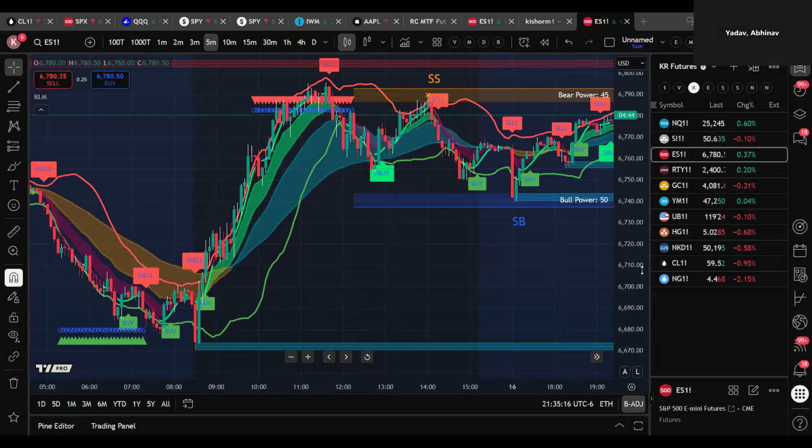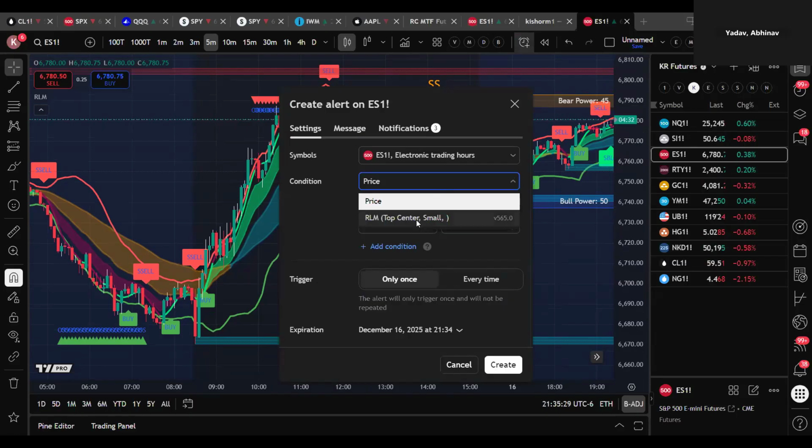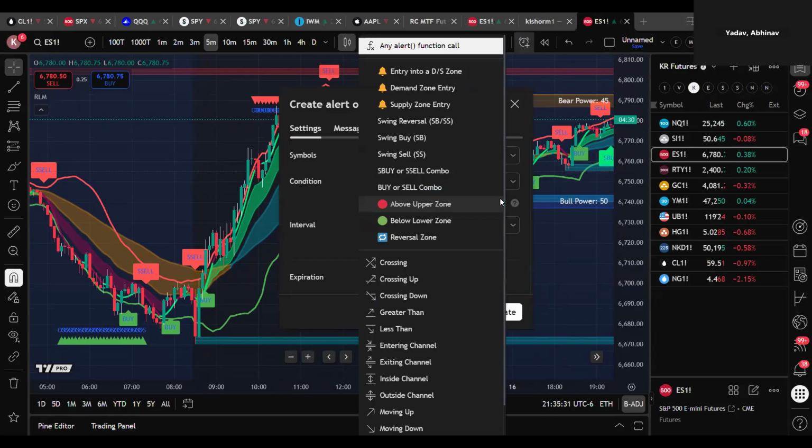Sure, I had an alert set on the swing reversal. But I think that alert itself is not working properly, because on a couple of stocks sometimes there is some delay or something.